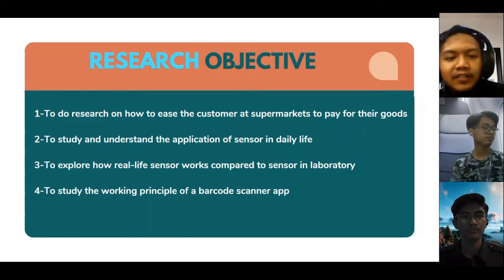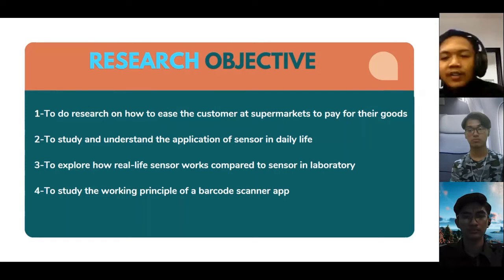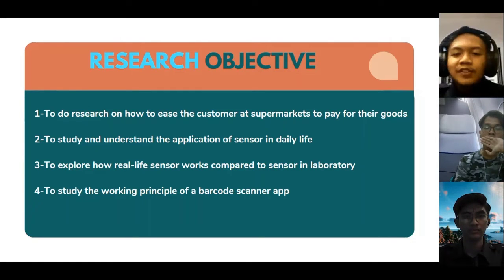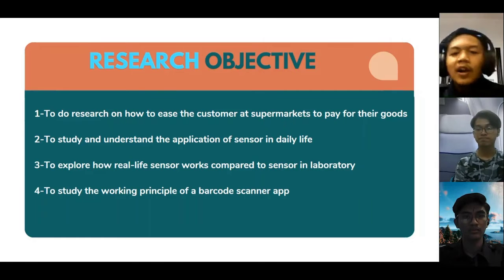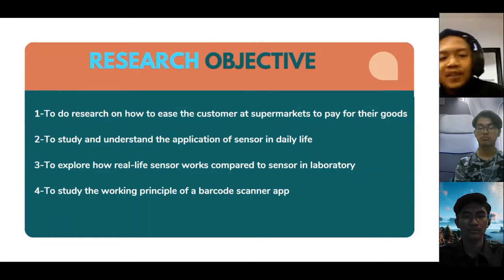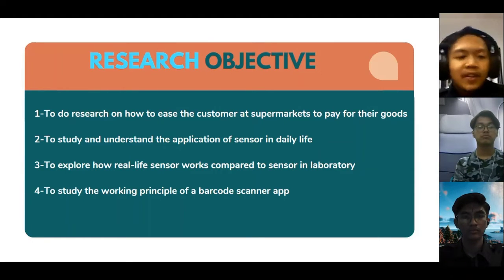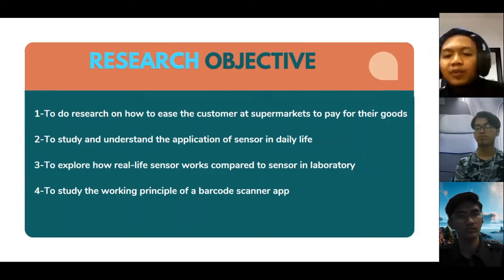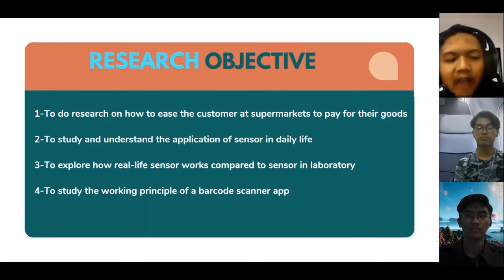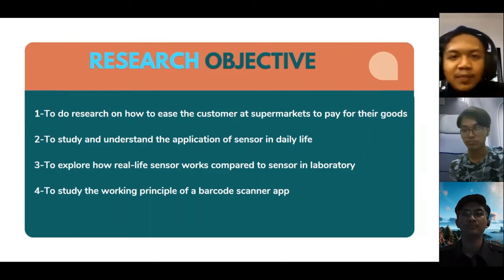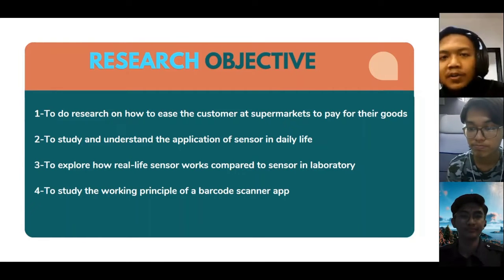The second research objective is sensor in daily life. As we know, sensor is very common in our daily life. For example, the nearest example of sensor in our daily life is in our smartphone. The third one is to explore how real life sensor works compared to sensor in laboratory. And number four is to study the working principle of a barcode scanner app.